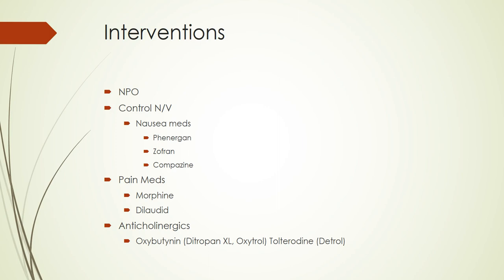For pain meds, you can definitely do a little bit of morphine in order to cut down on the pain. And if you have patients who have chronic pain issues, Dilaudid seems to work a little bit better. Anticholinergics are going to be oxybutynin or Ditropan. It's a relaxant, or it prevents contractility, and a lot of times this is what's causing the gallbladder pain, because the gallbladder is trying to contract to push out the bile, and that's what causes the pain.